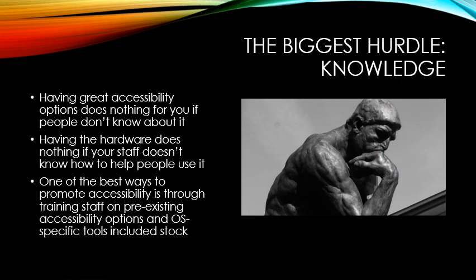The biggest hurdle for accessibility in the workplace is knowledge. Having great accessibility options does nothing for you if people don't know about it. If they don't know you have it, they can't use it. Having the hardware does nothing if your staff doesn't know how to help people use it. One of the best ways to promote accessibility is through training staff on pre-existing accessibility options and OS-specific tools included stock in your OS already.